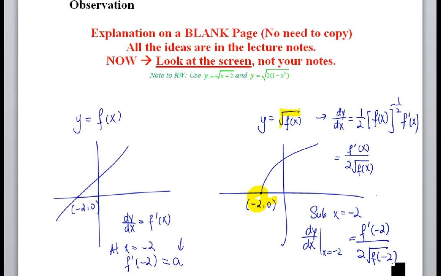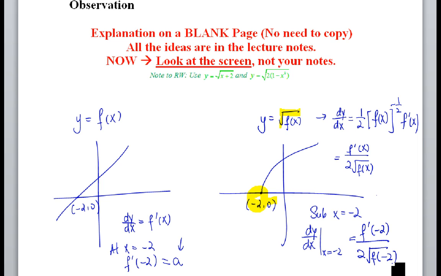Now, what is crucial is this. At f'(-2) here, it is some value a, some finite value. Not 0, but it's a bit positive. Divide by 2 square root f(-2). What is f(-2)? 0 again. So I get a number divided by 0. What do I get? So I will always get a vertical tangent whenever I get an x-intercept here.